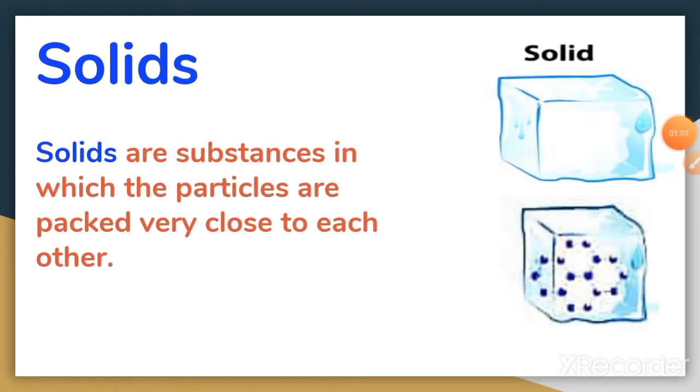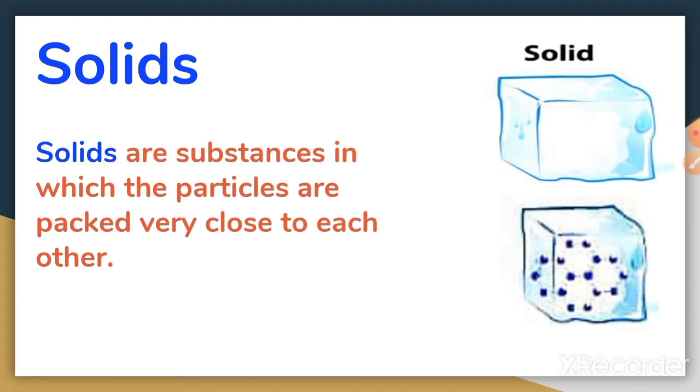The first state of matter is solid. Solids are substances in which the particles are packed very close to each other, and solids are usually hard and have a fixed shape. Pencil, book, chair and marble are examples of solids. If we apply force, some solids can change their shape. For example, interesting shapes can be made out of clay. Some solids on applying force can be bent or broken also.